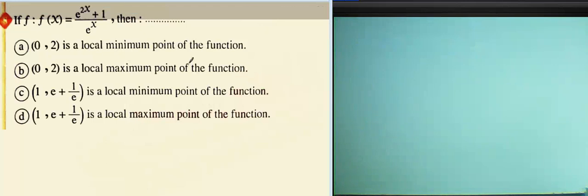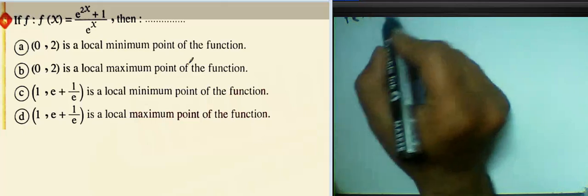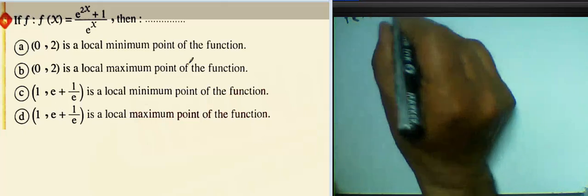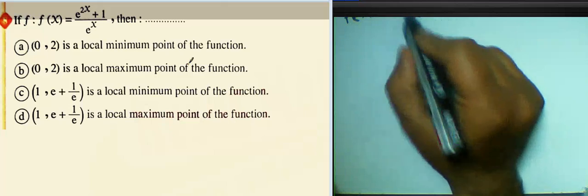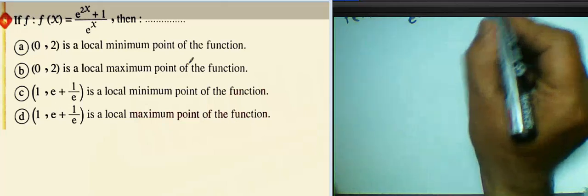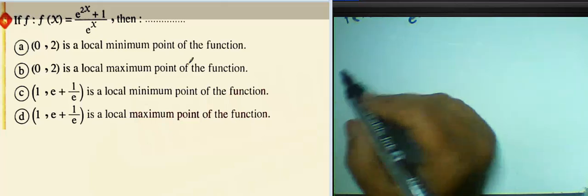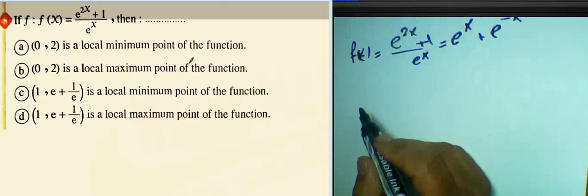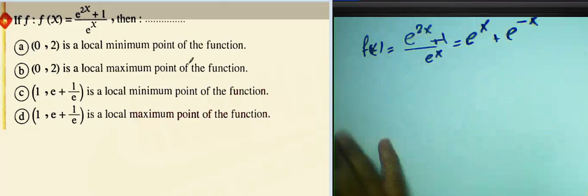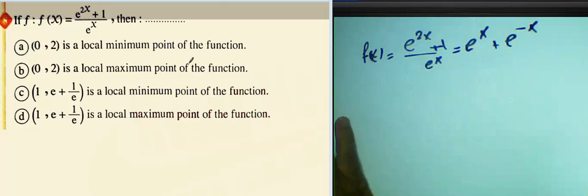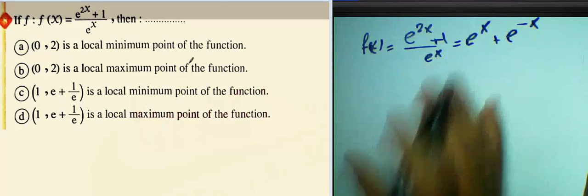Question 8. If f of x equals e power 2x plus 1 over e of x, we can simplify it by dividing. It will be e power x plus e power negative x. He asked about the local maximum and minimum. Okay, you must find the derivative of this function.